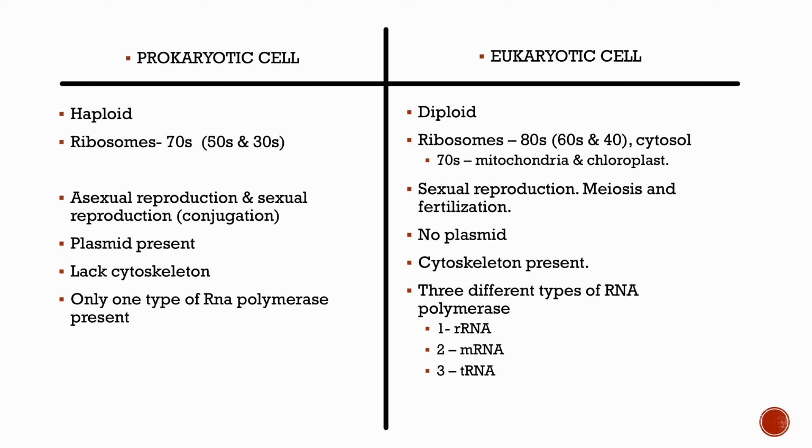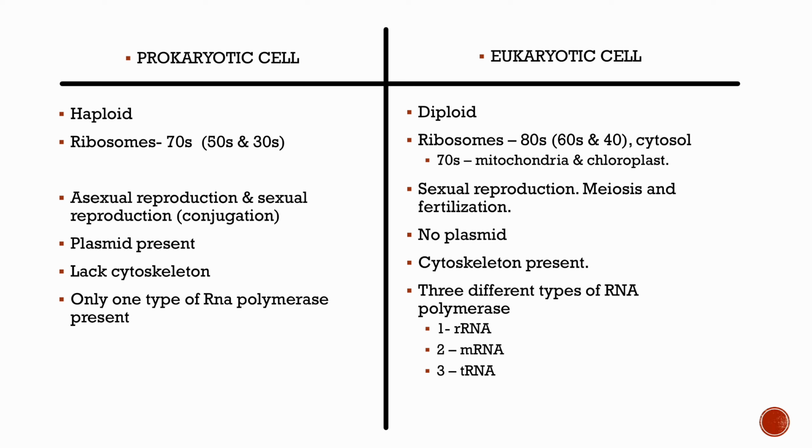Prokaryotic ribosomes are of the 70S type, which has a 50S subunit and a 30S subunit. Eukaryotes have both 80S and 70S ribosomes. The 80S has a 60S larger subunit and a 40S smaller subunit, and the 70S ribosome has a 50S larger subunit and a 30S smaller subunit. In eukaryotes, 80S ribosomes are present in the cytosol while 70S ribosomes are present in both mitochondria as well as chloroplast.